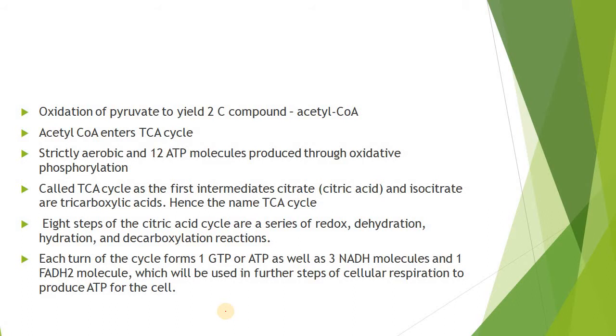These are all the 4 steps which are going to happen repeatedly, whereas in the previous glycolysis we saw that phosphorylation and dephosphorylation was happening predominantly. And here, as a result, it produces around 1 ATP or GTP along with 3 NADH molecules and 1 FADH2 molecule.